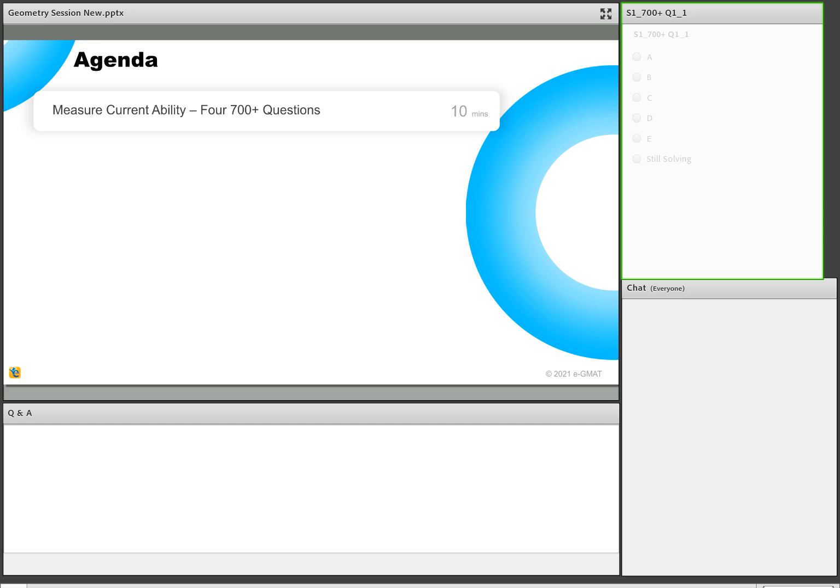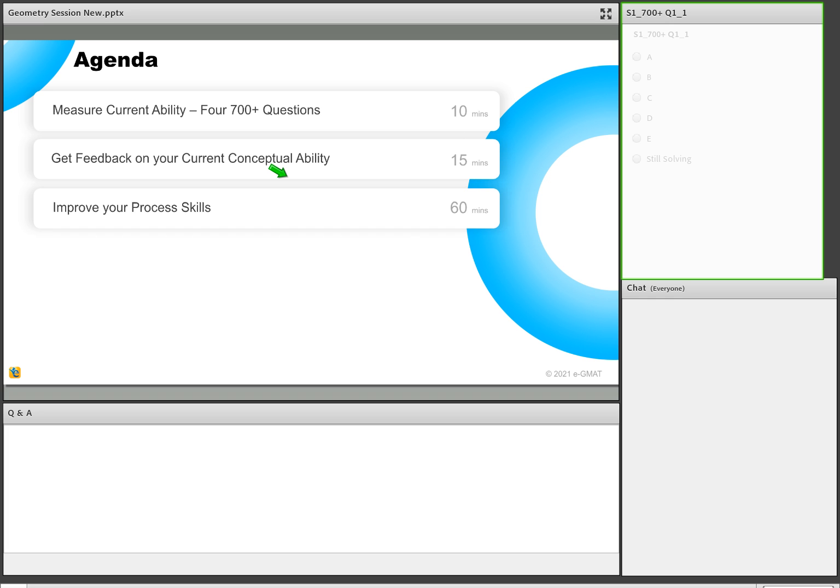I'll explain the agenda to you first. You should be very clear what you're taking, what we're going to do, and how we're going to do this. First, we'll measure your current ability. So I'll show you 4 questions, 700 plus level. Hard questions are where we're going to start. This is where we'll understand what your current ability to do these questions is. You will get feedback on these once we discuss the solutions. They will tell you, okay, this is where I am right now. I have some conceptual gaps, or I am super good with this. You'll get that kind of feedback.